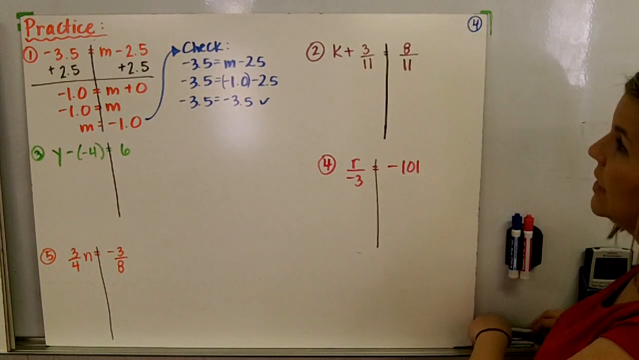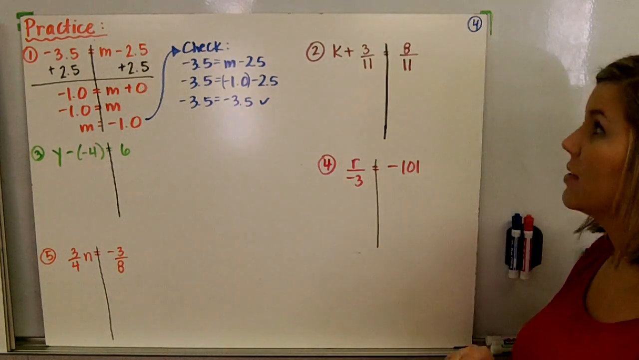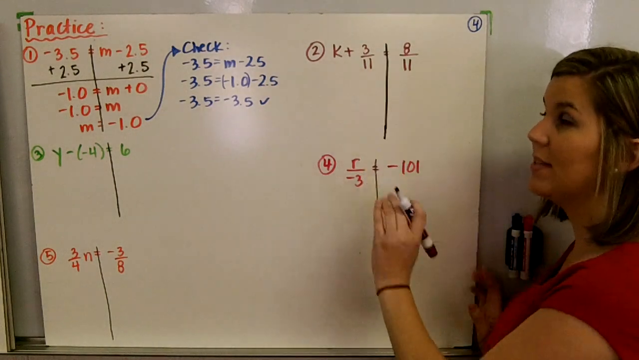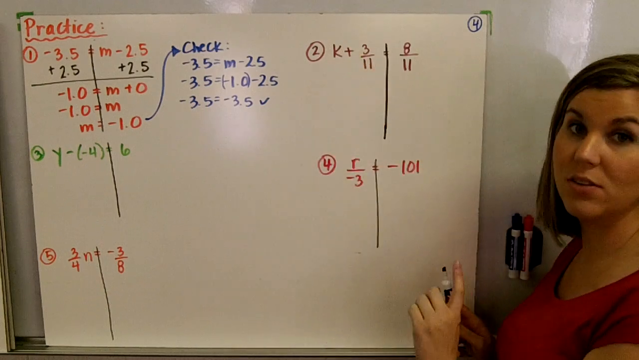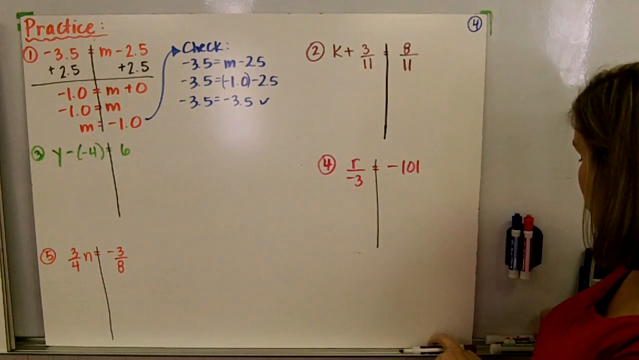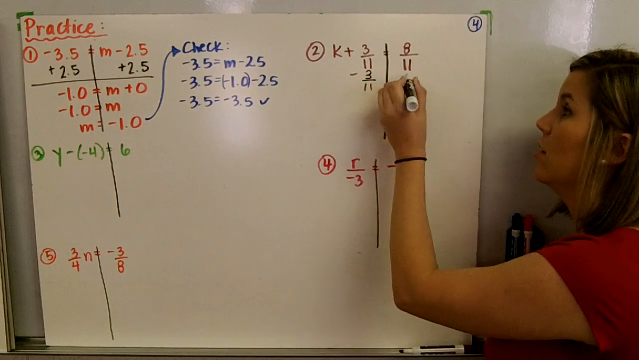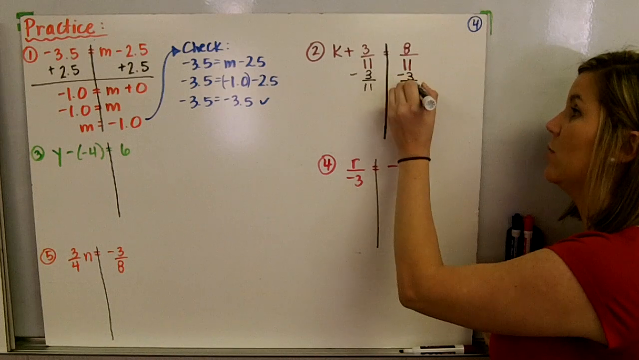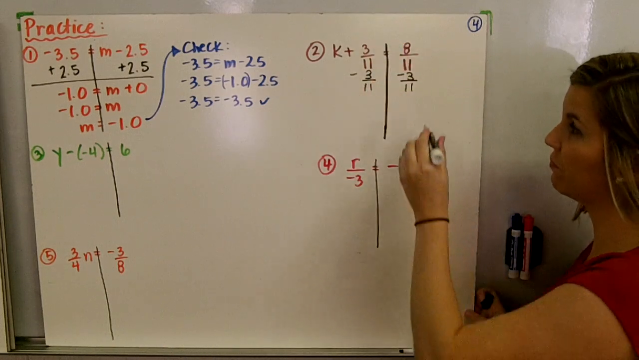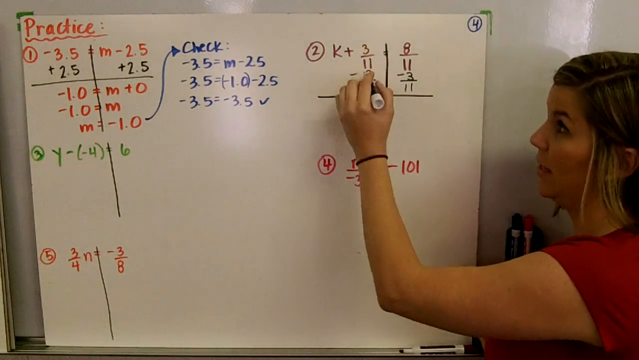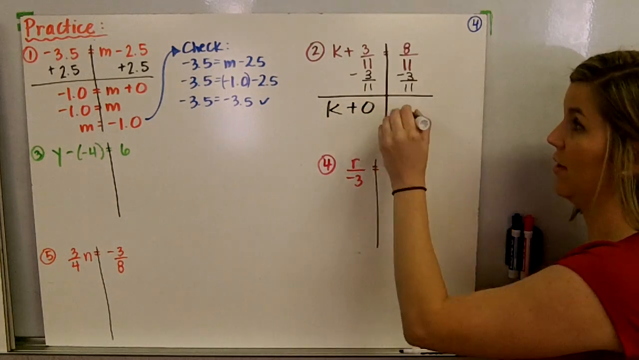Alright, number 2. K plus 3/11 equals 8/11. So I want k by itself. I need to get rid of plus 3/11. So the opposite would be to subtract. Subtract 3/11 from both sides of the equal sign. So I draw my line so I know I'm doing it. This side and the other side. 3/11 minus 3/11 is 0. So I have k plus 0.